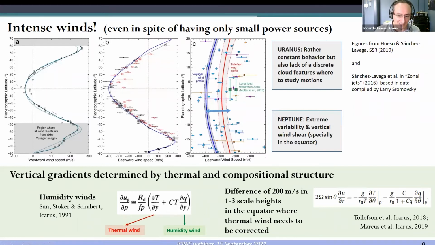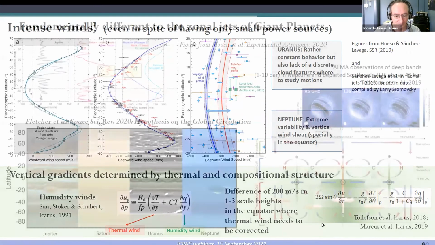If you want to study this thermal wind relation at the equator and explain this 200 meters per second difference in these wind measurements, then you need different kinds of approximations. And this is one that has been developed recently to try to study this problem, where the thermal winds are corrected. Here you have the gradient in pressure of temperature and in composition, to try to understand better this kind of vertical gradient at the equator of Neptune.